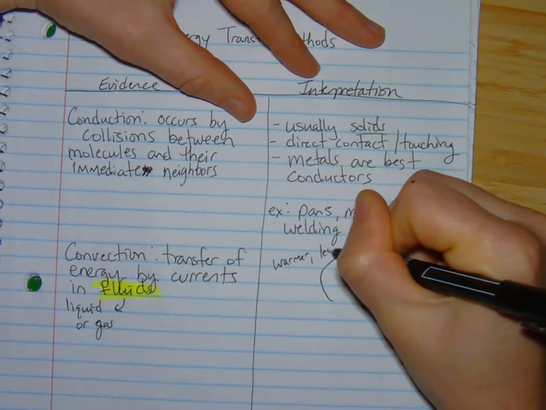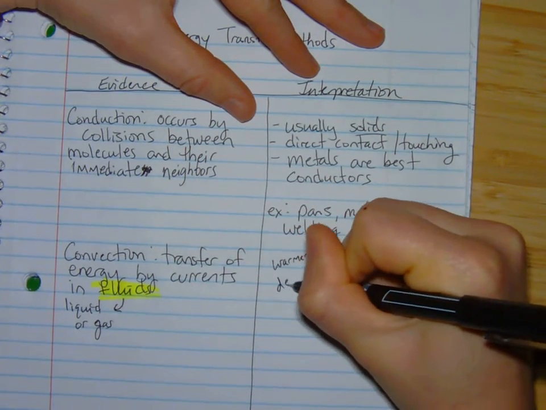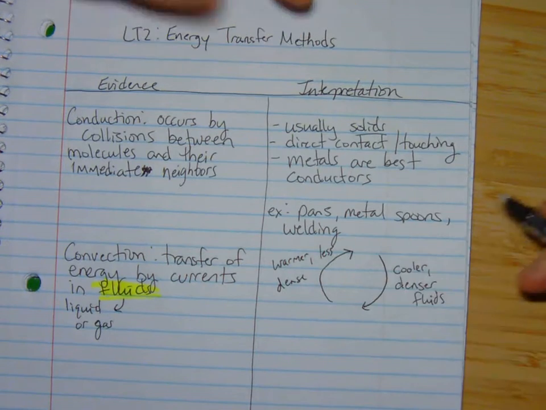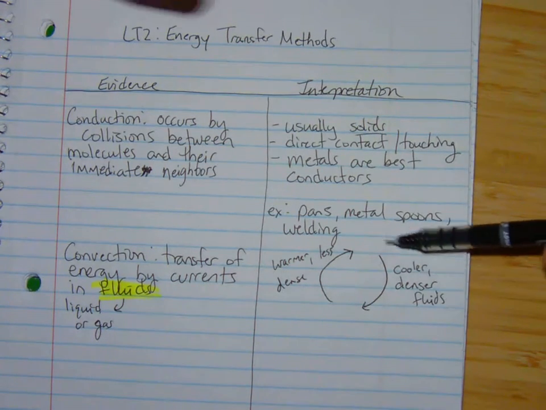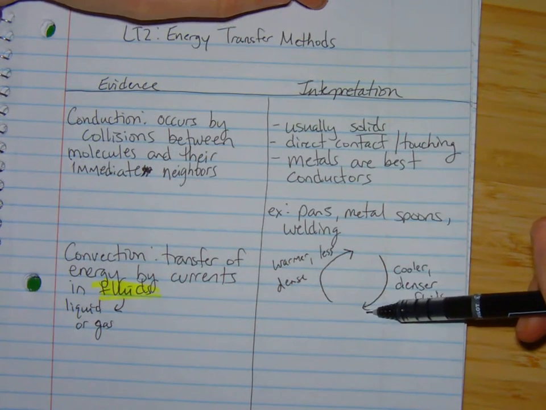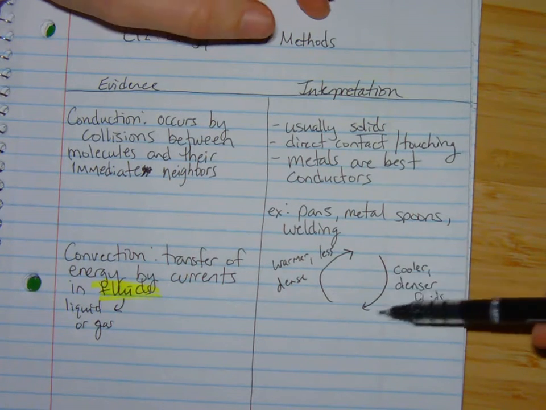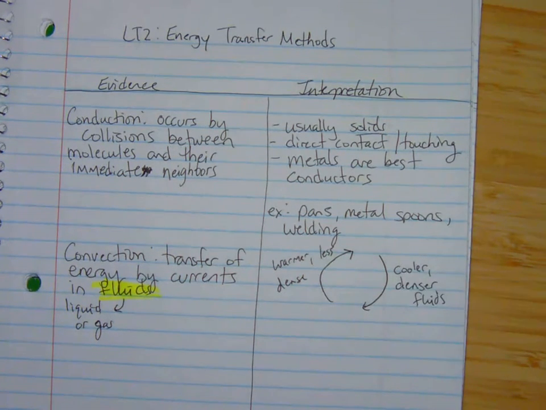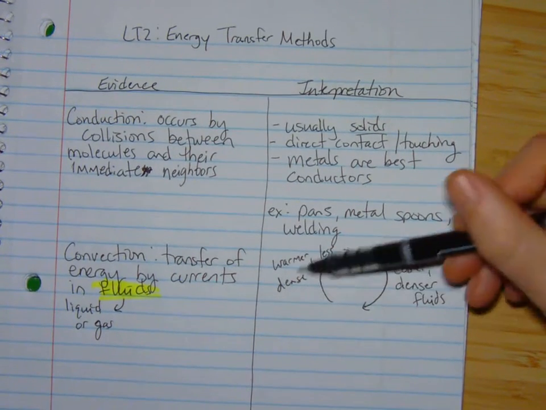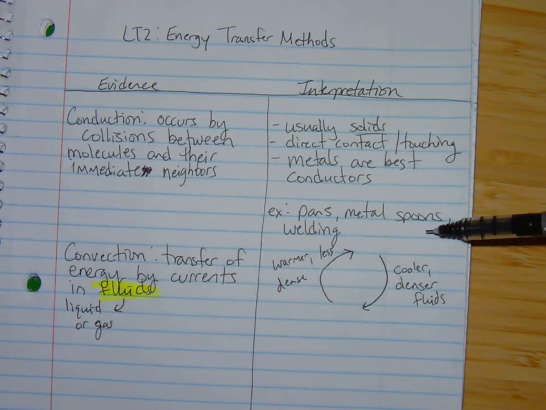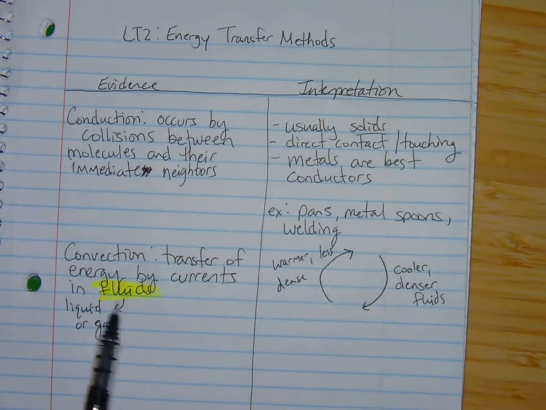So when you're boiling water, those bubbles come to the top, and to make room, it pushes the cooler stuff down. Same with the ocean, same with wind. You may remember the idea of land breezes and sea breezes. It all works on this idea of convection currents.